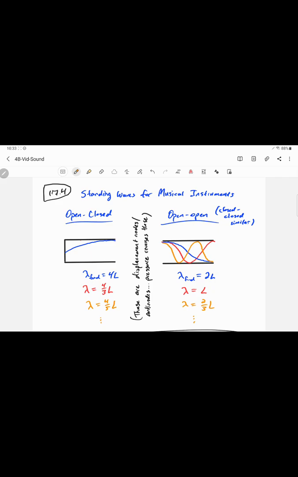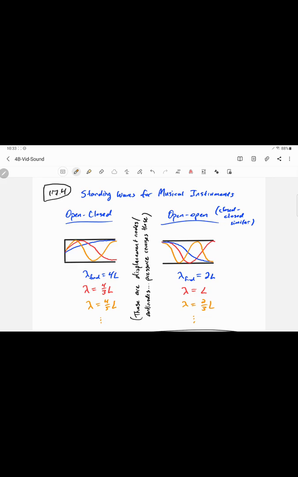This is saying the displacement, the overall amplitude as a function of position. And there's a bunch of different frequencies for this. So this red one's called the first overtone. This is the second overtone.